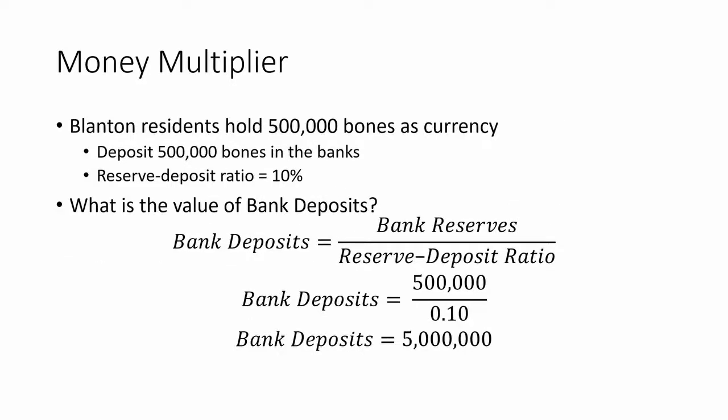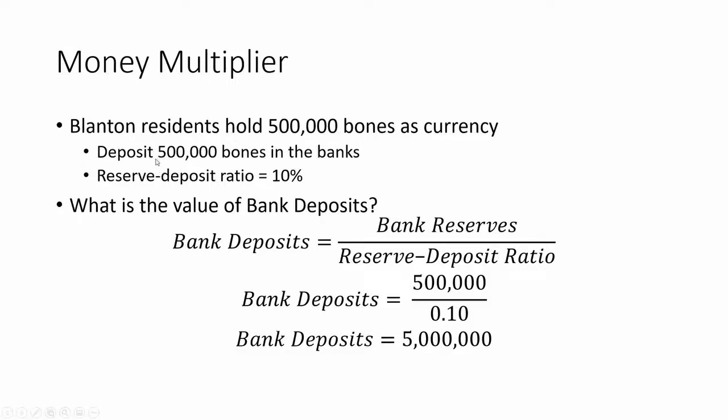So let's try another example here. Blanton residents hold 500,000 bones as currency, and they deposit 500,000 bones into the bank. Okay, so banking reserves are now 500,000 bones. The reserve deposit ratio is 10%. What is the value of bank deposits?